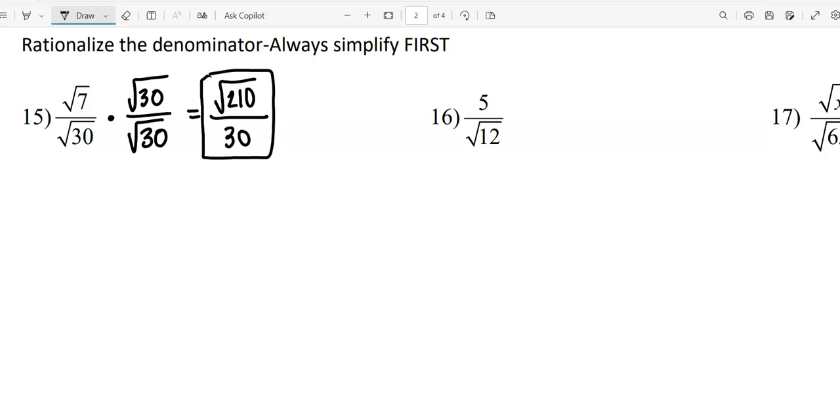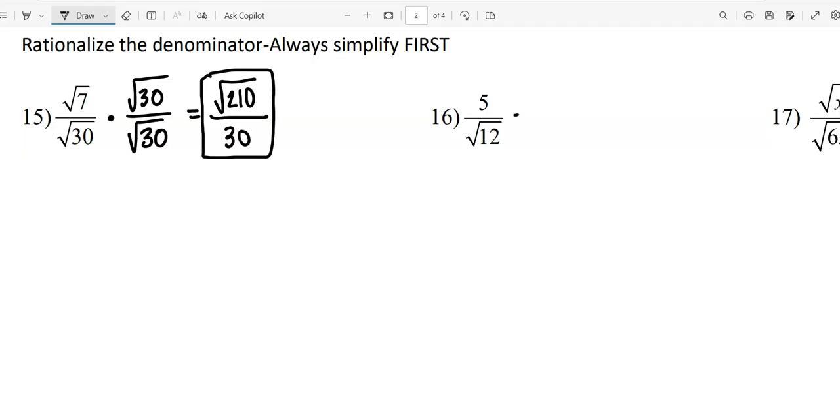Your 210 cannot divide by 30 here because 210 is in a square root and 30 is not. So that's the way that it stays. What about 16? Close. What could I do first that might make it easier on myself?